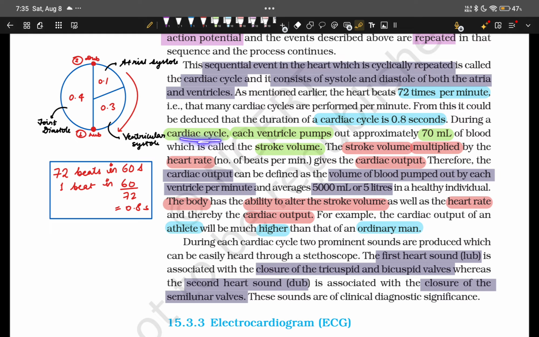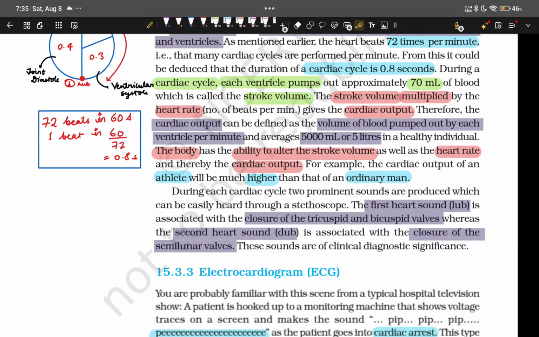Now we know that in each cardiac cycle, each ventricle pumps 70 ml of blood, so that's called stroke volume. So stroke volume is the blood pumped by a ventricle in each cycle, which means in each beat. But when this stroke volume is multiplied with heart rate, it gives cardiac output, which means cardiac output is the volume of blood pumped by each ventricle per minute, which means in 72 beats, which is 5000 ml or 5 liters in a healthy individual.